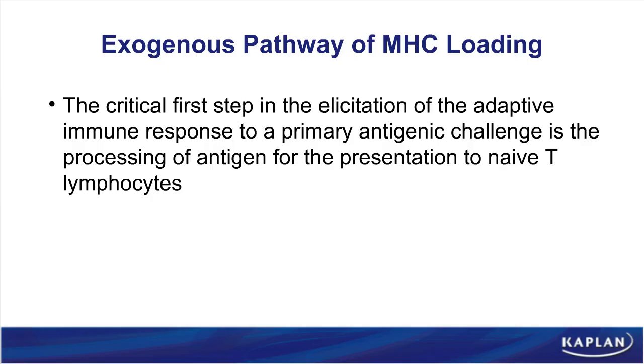She overviewed for you what class 1 MHC looks like, what cells class 1 MHC is expressed on, and also class 2. So we are first going to talk about the exogenous pathway of MHC loading, which deals with how antigens are going to be presented on class 2 MHC molecules. This is sort of the first step in the elicitation of the adaptive immune response to a primary challenge.